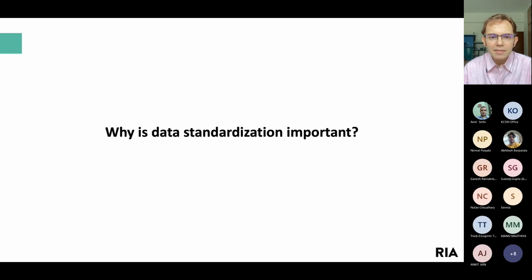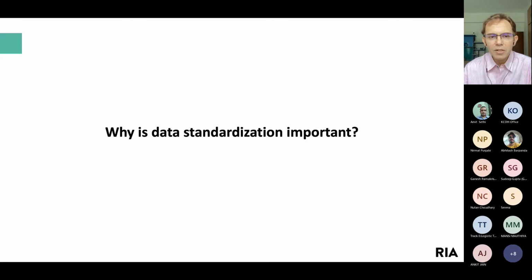So why is health data standardization important? If we look at the human body today, there's no doubt that it's very complex. There are thousands and thousands of conditions we can suffer from. There are thousands of procedures that can be done on us. There are tens of thousands of different medications out there that we can take, and many more.